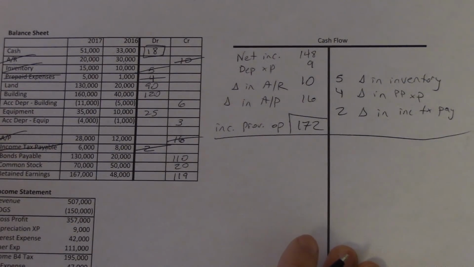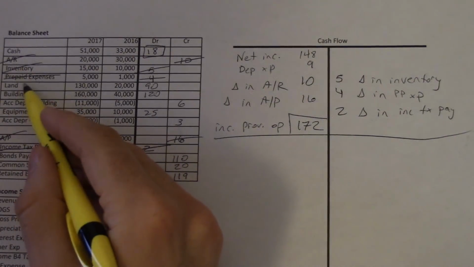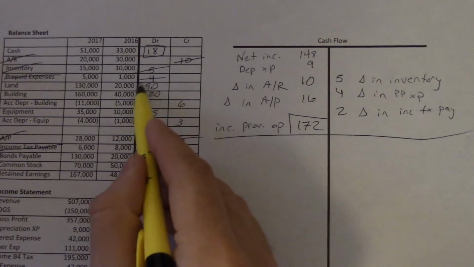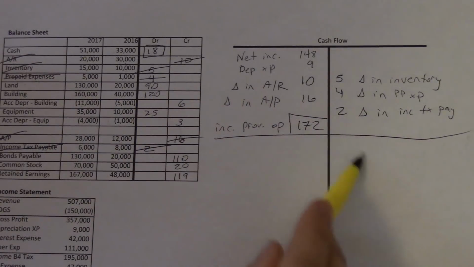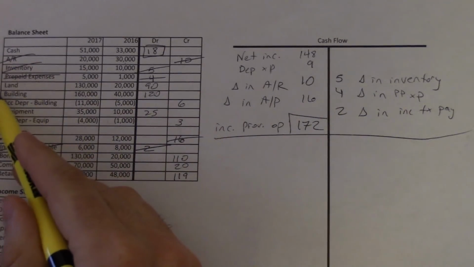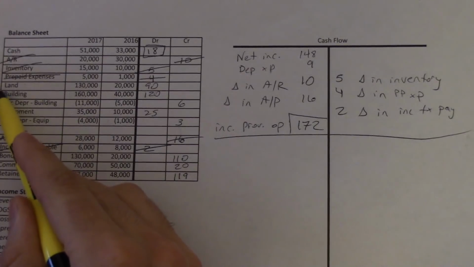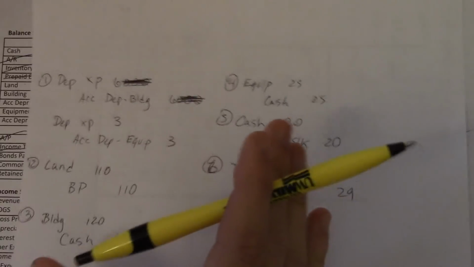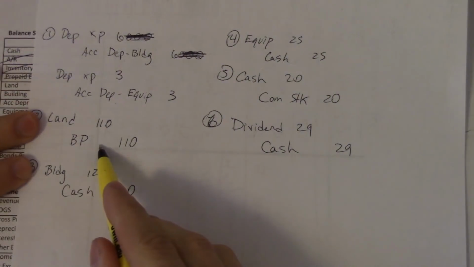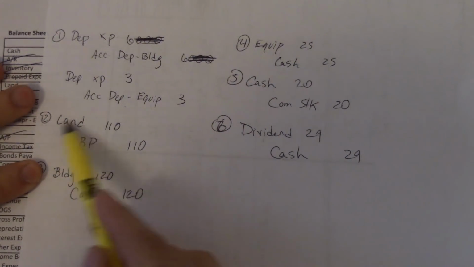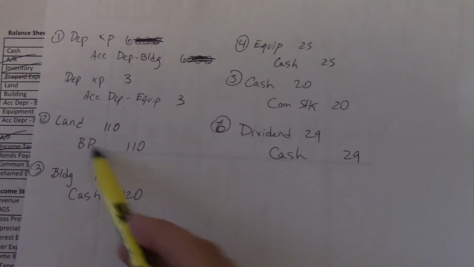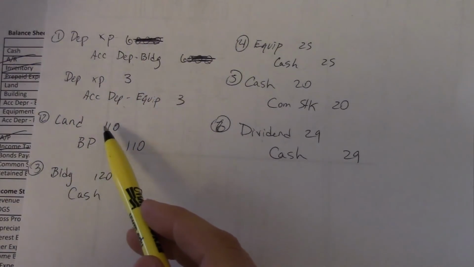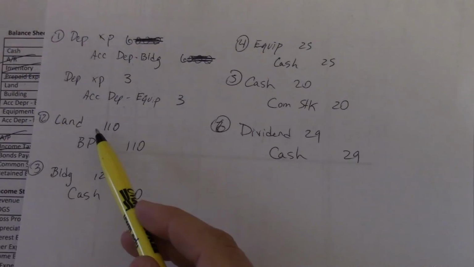Next we can do our investing section, which is long-term assets. So starting here, land. Land, we've got a debit of 90, so you'd think we'd have a credit of 90, but we've got some extra information here. So we'll go to journal entry number 2 and see what's happening with cash. In number 2, we've got land and a bonds payable, nothing going on with cash. So in this case, we won't do anything with the cash flow statement.